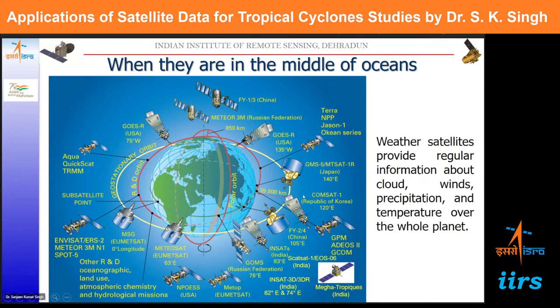There are other satellites also. Many Meteosat satellites are there. And India has also launched many satellites for atmospheric applications. There are the INSAT series, INSAT-3D, INSAT-3DR, and the OceanSat series. They launched OceanSat-1 and 2, SCATSat-1, and recently EOS-06 for atmospheric applications. And Megha-Tropiques is also one of the most important satellites, which can provide the temperature and humidity profile of the atmosphere.